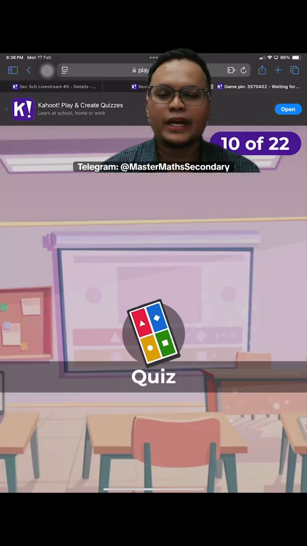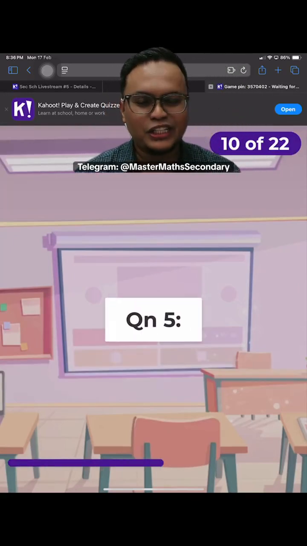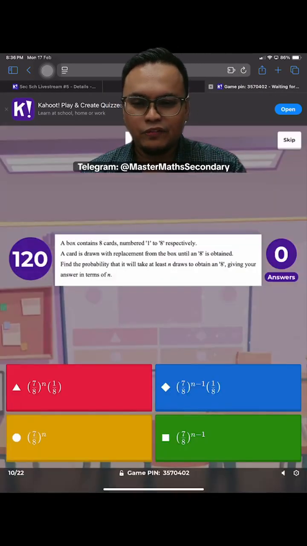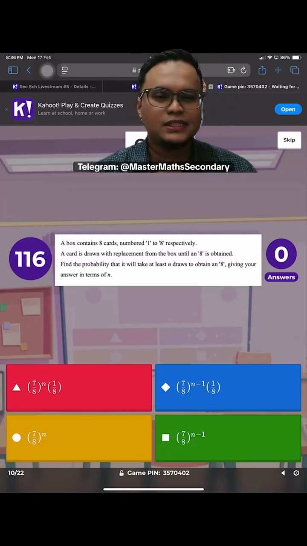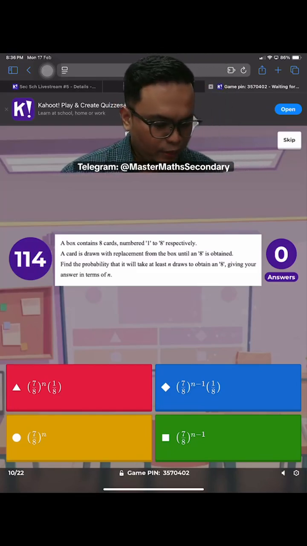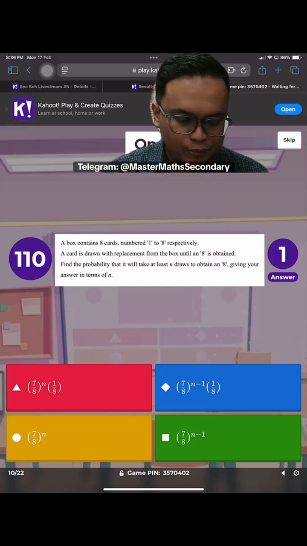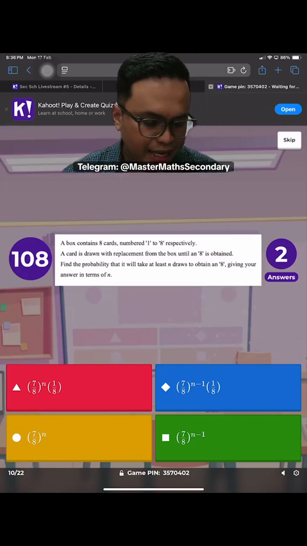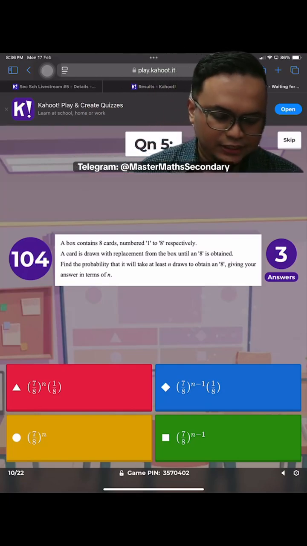Okay, let's take a look at the fifth question, guys. This one is a double point question because it's quite challenging. The context is the same as the previous two. Can you guys take a look? You have the 8 numbers there just now, and the question is a bit different. Find the probability that it will take at least n draws to obtain an 8, giving your answer in terms of n.